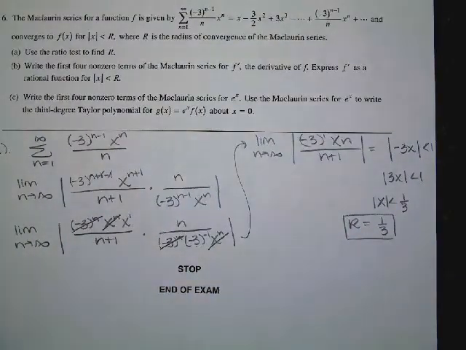And that's all I had to find. We didn't have to find the interval of convergence. We just had to find the radius of convergence. And so that problem is not as terrible as it could have been if they wanted us to do more. All right, part B says to write the first 4 non-zero terms in the Maclaurin series for the derivative, and then to express that derivative as a rational function.